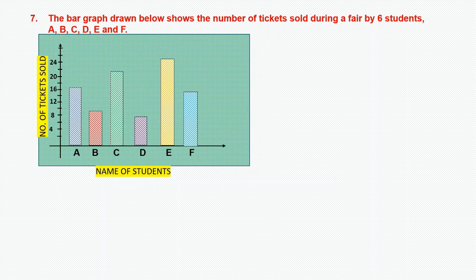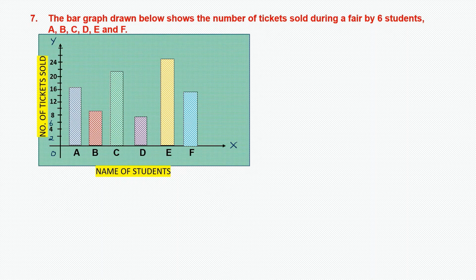Question 7. The bar graph drawn below shows the number of tickets sold during a fair by 6 students, A, B, C, D, E and F. Okay, so we have a bar graph here shown to us. The names of students are given, and the number of tickets sold. Now this is the x-axis, this is the y-axis, and we have our numbers in fours here. But you should remember this will be 2. So if this is 2, 4, then this will be 6, 8, 10, 12.